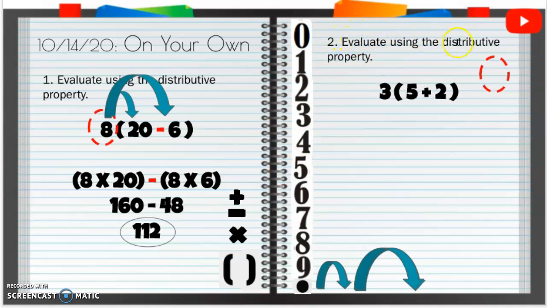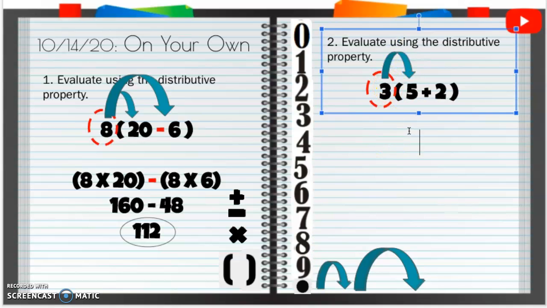Number 2, evaluate using the distributive property. Alrighty, so we have 3 times the quantity of 5 plus 2. So we are going to first of all circle the number in front of those parentheses. Now we are going to take that number and distribute it, or multiply it, to each number inside. So the first set we have is going to be 3, and put in our parentheses.